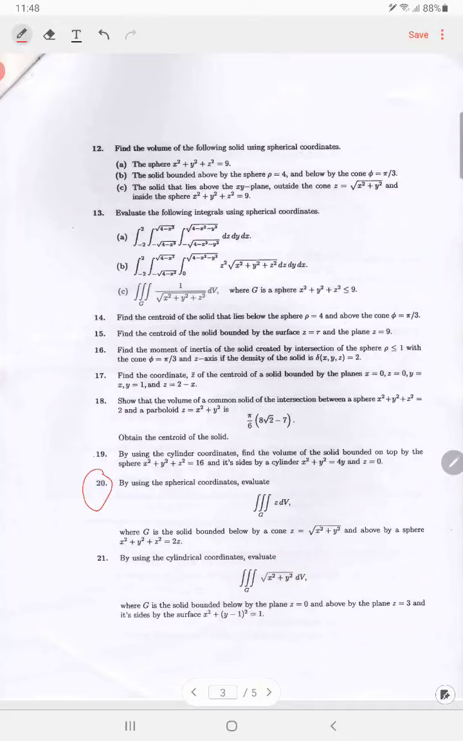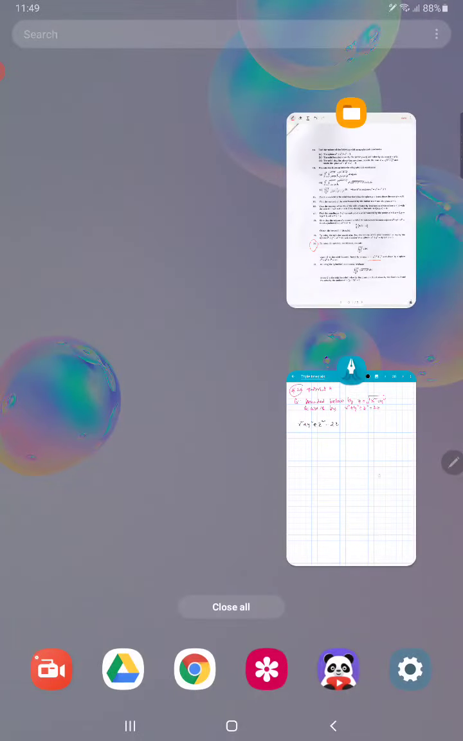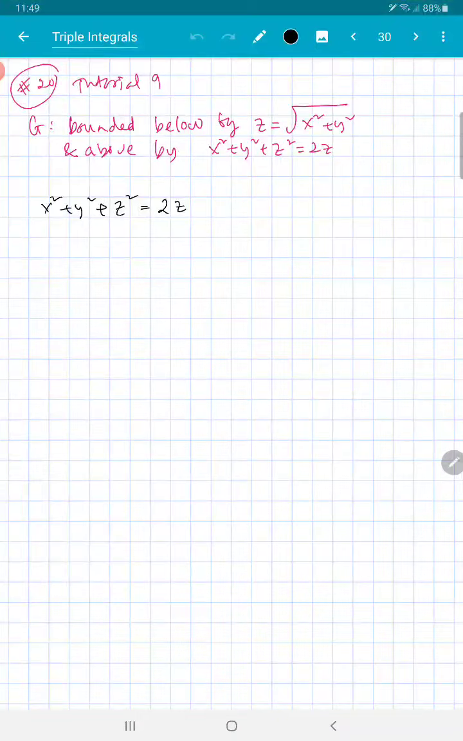For our next example, let's solve question 20 from tutorial 9, where we are asked to integrate z over solid G, and G is the solid bounded below by the cone and above by the sphere x squared plus y squared plus z squared equals 2z. If you look at the equation of the sphere, you can see that this is a sphere where the center is not at the origin.